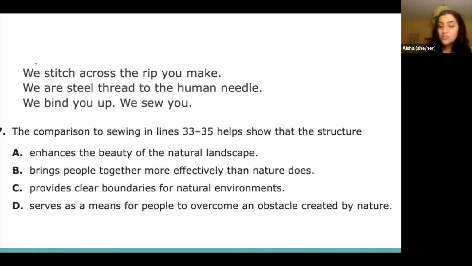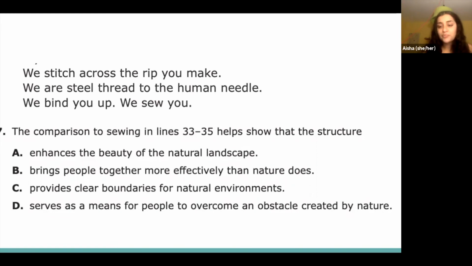We stitch across the grip you make. We are the steel thread, the human needle. We bind you up. We sew you. A little scary. So this section of the poem focuses on the role the structure plays in reuniting two things. Right off the bat, we can eliminate choice A because there's no allusion to beauty. And if there is, we'd have to make a lot of big leaps in our interpretation.